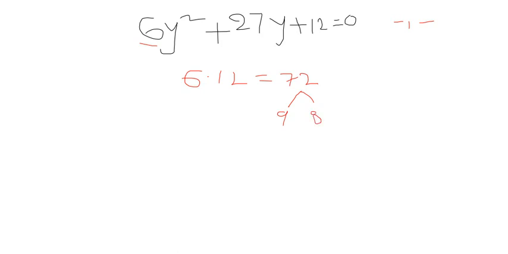Then the next step is what? Just add these numbers. 9 plus 8 is how much? 17 only. But why am I doing the addition only? Here the symbol is what? Addition. That's why I am doing addition. Yes. But they are asking how much? 27. Is it 27? No.